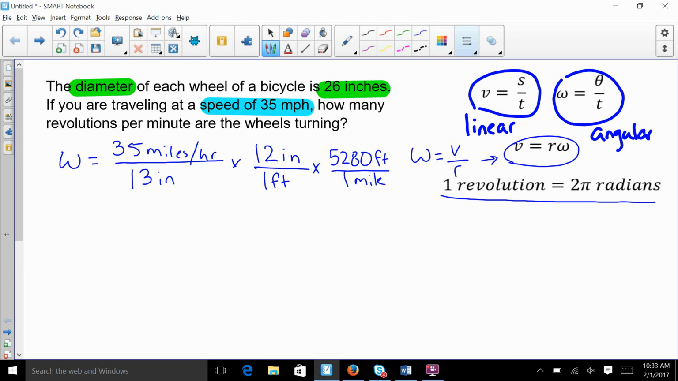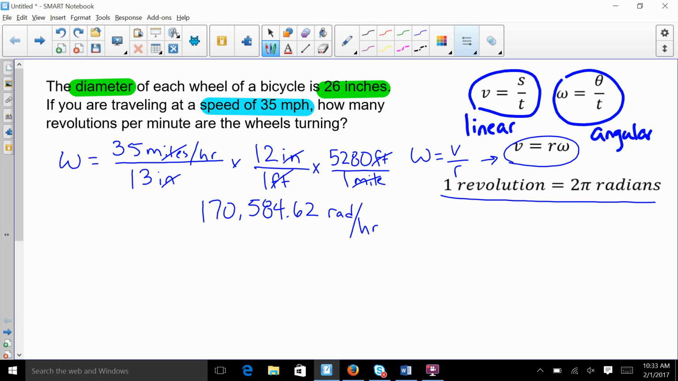What I end up with is 170,584.62, and this is radians per hour. So I can see here that my miles crossed off, my inches crossed off, my feet crossed off, and what I'm left with, since we're talking about angular speed, I know it's radians, and it's per hour.